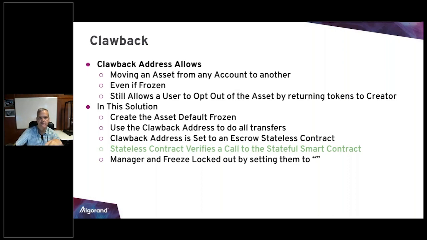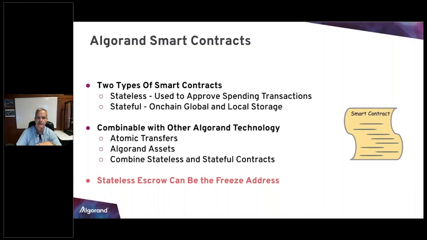So from an architecture standpoint, it kind of looks like, well, let me say one quick thing about smart contracts too. We have 2 types of contracts, stateless and stateful. Stateless, you're not using on-chain values, but they're used to approve spending transactions. Stateful are the ones that store global or local storage. And global is, oh, I got a global variable for my contract.